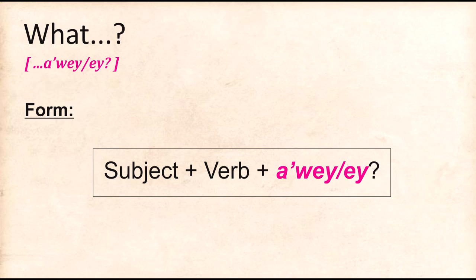And here below is the form of making a question with "what." You see, you have subject, verb, and then "avai" or "a" at the end. It's different from English. When you make a question with "what" in English, you use it at the beginning, but in Khmer it's the opposite, we use it at the end of the sentence.